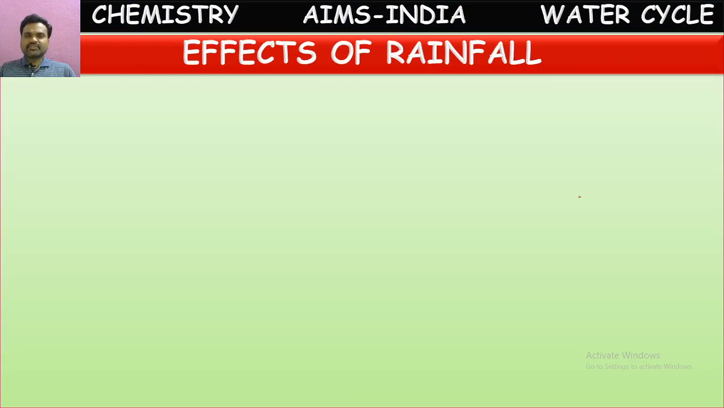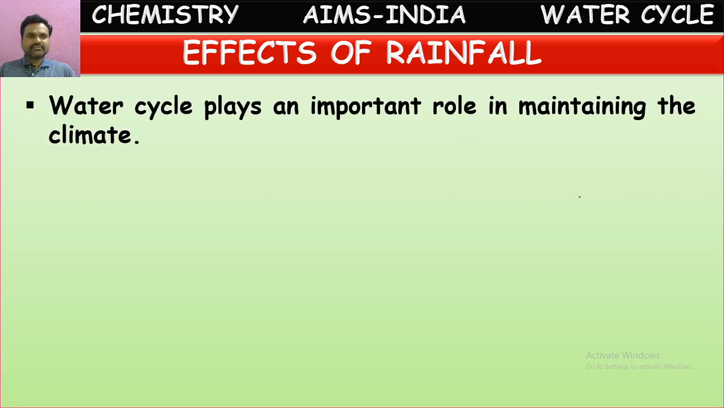What are the effects of this rainfall? Let us see here. The water cycle plays an important role in maintaining the climate. Yes, it is very important for this water cycle to occur continuously. If it stops, we will get many bad effects. Let us see what those are.